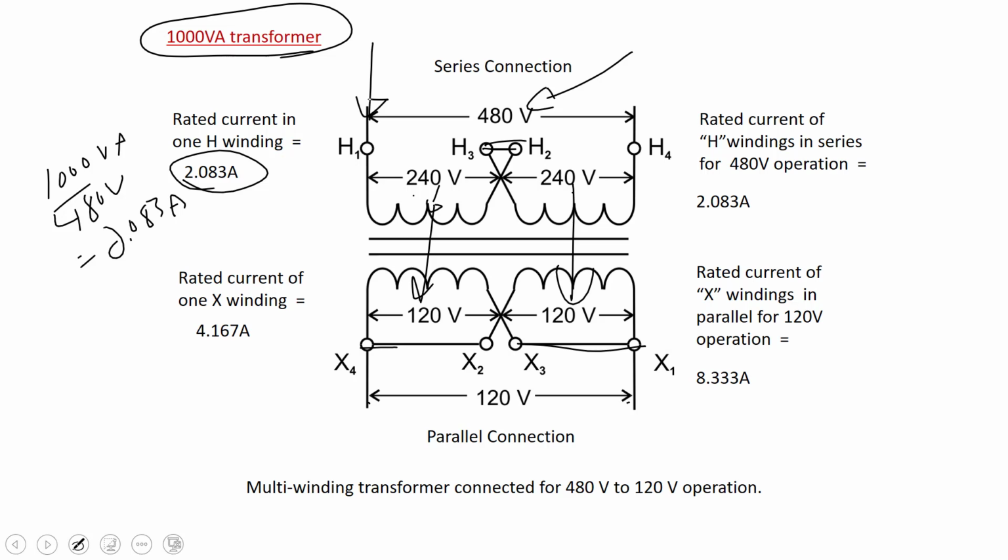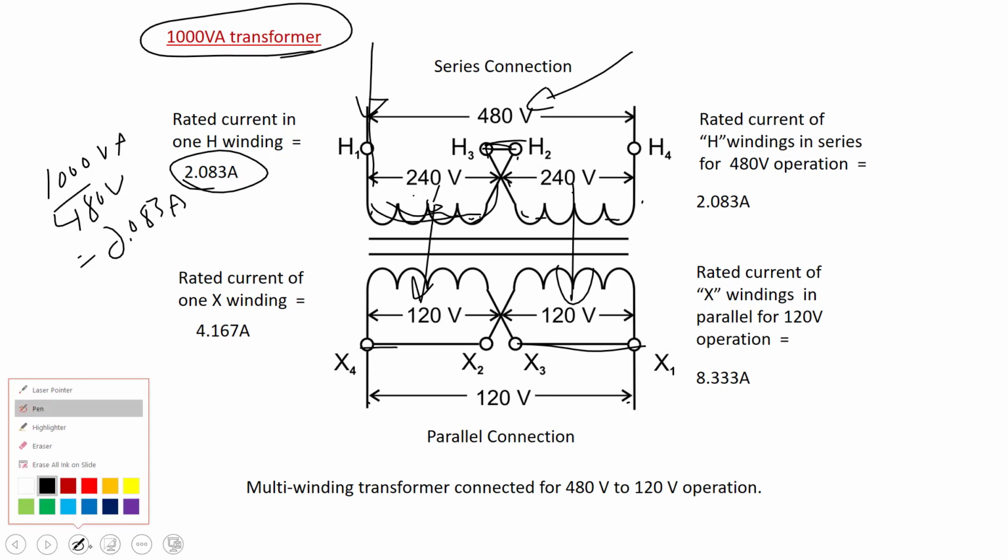Because it's connected in series on the primary, there's only one path for the current. So that 2.083 amps will flow through this winding, then through the second winding. Because we're in series, it's the same 2.083 amps. Let's go look at what if we did this differently.